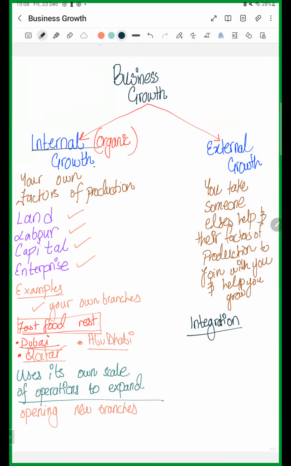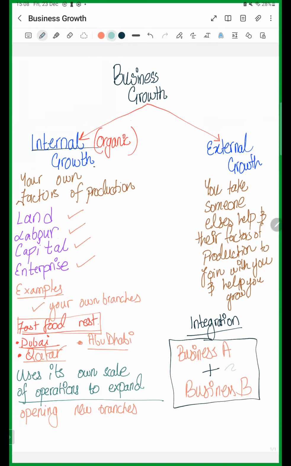So an integration is when business A and business B create a link between each other and they build a relationship. So they link and create a relationship, right? So that is what an integration is. Integration is when two businesses basically join together. Now this integration could be done in two ways. External growth can be done in two ways.